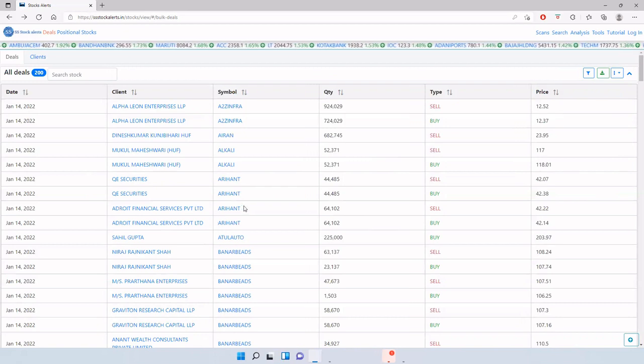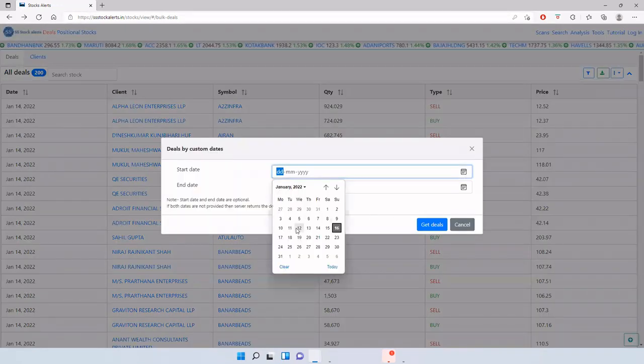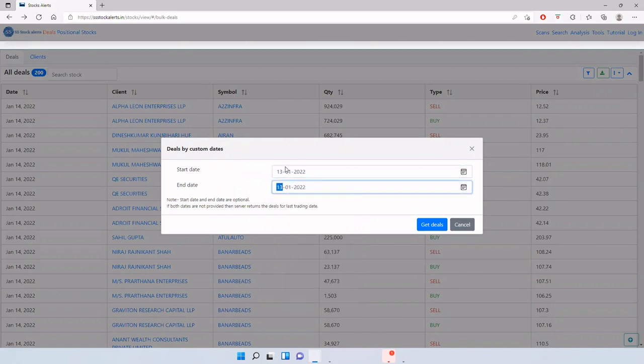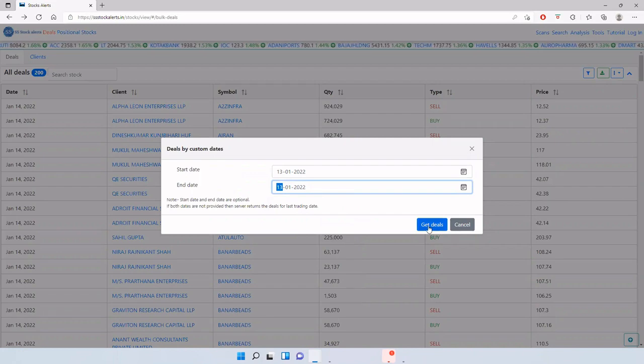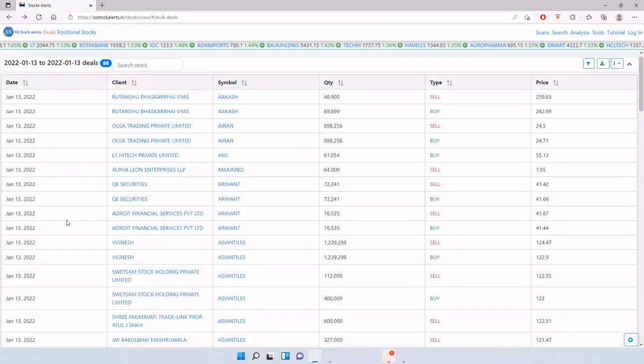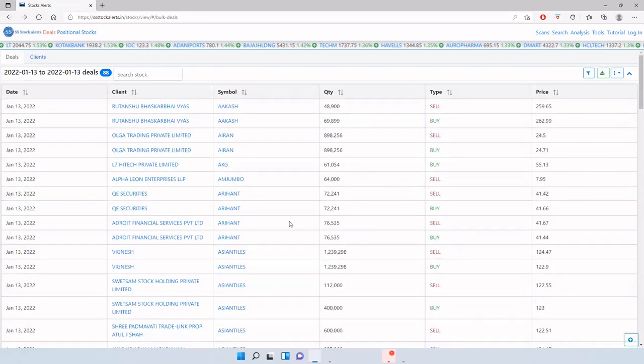And if you are interested only in a particular day, you can just click on deals by date and select which trading date you want, and select the same date, or you can select another date also. You can click for the deals information, so it will get the deals for that particular date. So that will also be helpful to get past deals information.